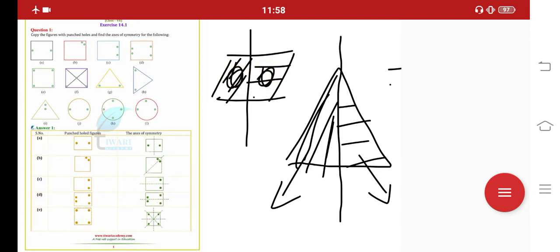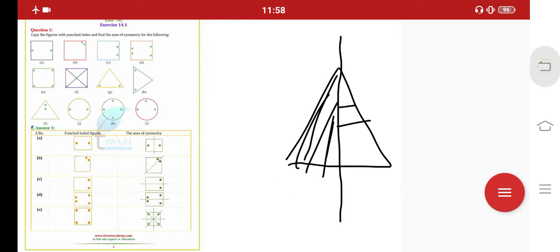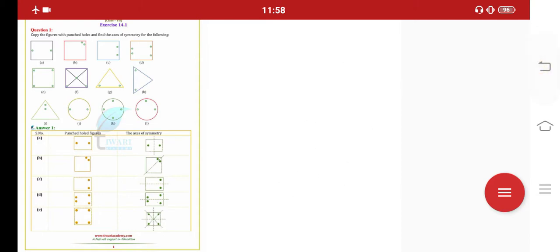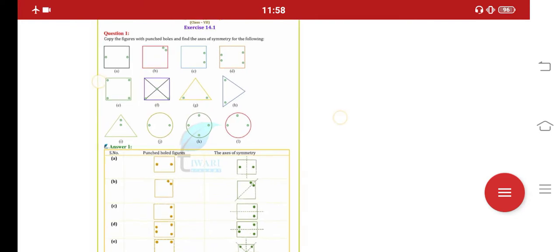It means the figure in which we can divide it into two equal halves or three equal halves, that is called a symmetric figure, and the line by which we are dividing that figure is called the line of symmetry, or we can say axis of symmetry. So let me show you what is given in question number 1 first. Exercise 14.1 and question number 1, that is class 7th chapter number 14.